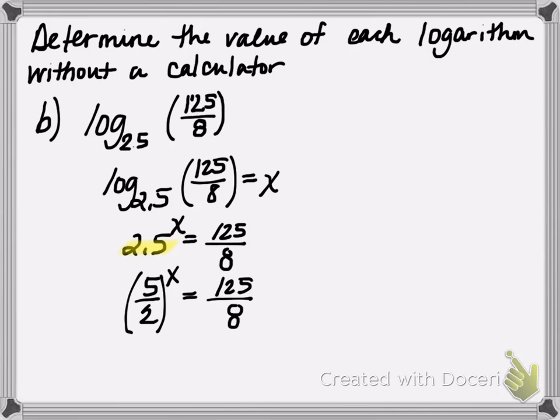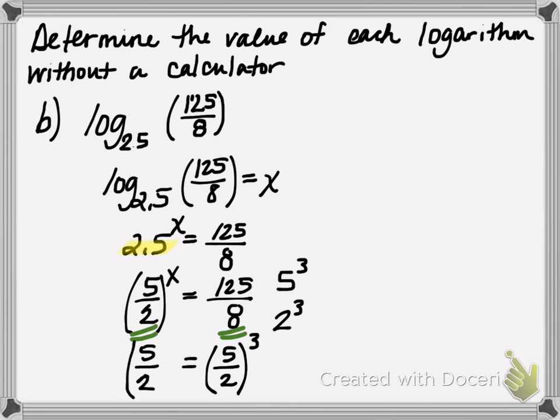And now we want to try to get the base on the left to match the base on the right. Well, if you notice, 125 is really 5 cubed. 8 is also 2 cubed. So we can actually rewrite 125 over 8 as 5 halves, the quantity cubed. So now we have the same base on the left and the right, therefore x must equal 3. So the value of my original logarithm is 3.